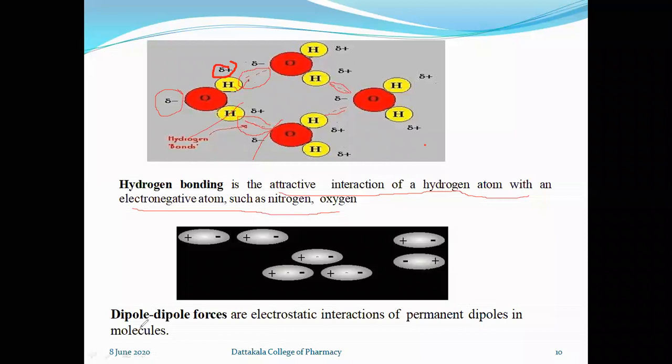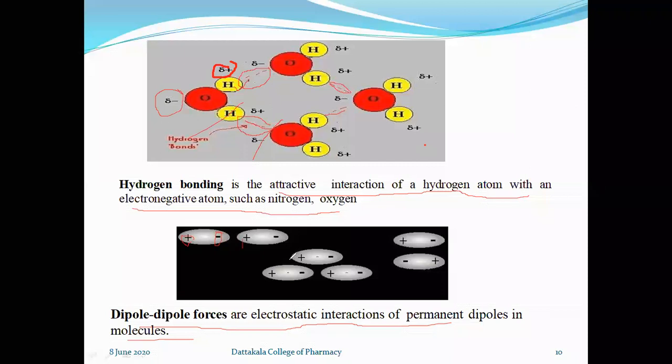Second is the dipole-dipole forces. This is due to the electrostatic interactions of permanent dipoles in the molecule. Dipole, as I explained in the earlier slide, is just two poles formed in a single molecule. That is, one is the positive charge and one is the negative charge. So due to the dipole formation, due to the different charges present at both ends, they will start to attract other molecules.